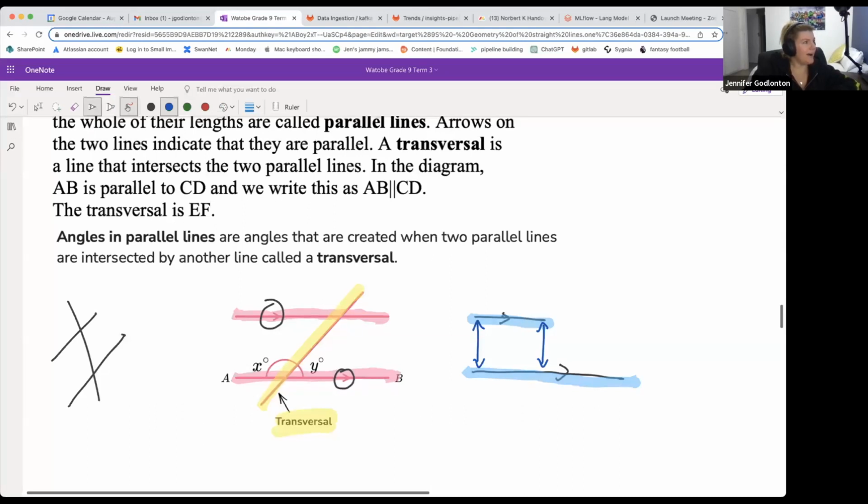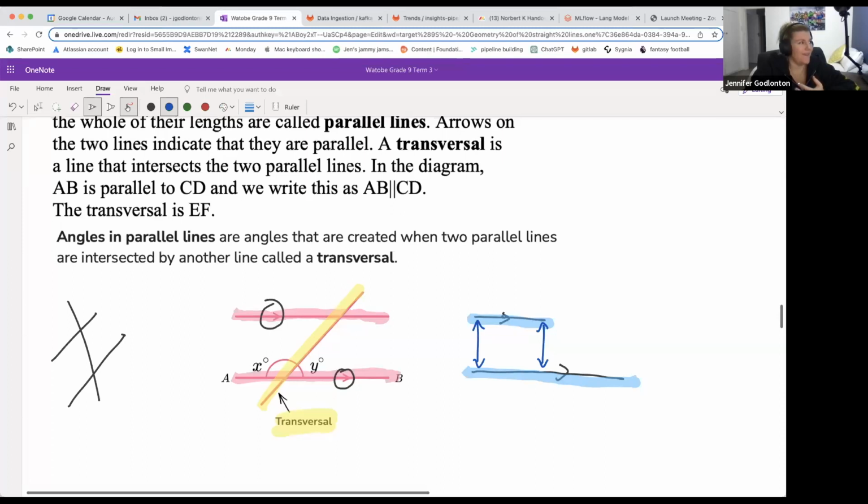Yes, Mbolelo, how can I help? I was asking if, in parallel lines, do the transversal lines always occur? Sorry, can you start that once more for me? Should the transversal line always occur, or should it always be part of it to create these different angles? Yes, ma'am. It doesn't have to be. So in some questions, there won't be one.